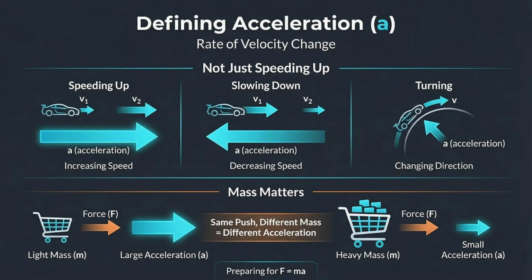Acceleration is defined as the rate at which velocity changes. This change can happen in three main ways. One, an object can speed up when acceleration is in the same direction as the velocity. Two, it can slow down when acceleration is opposite to velocity. And three, an object can also change direction, even if its speed stays the same.